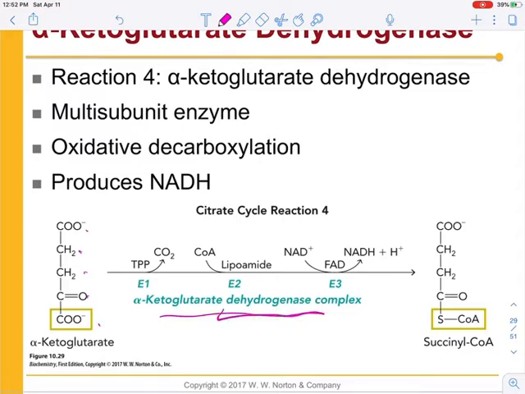Again, this complex looks like the pyruvate oxidation: TPP, coenzyme A, lipoic acid, NAD, FAD. So very similar, except that the substrate here is alpha-ketoglutarate and not pyruvate, right? The end result is that you remove a carbon dioxide and you form a 4-carbon structure, 1, 2, 3, 4, attached to a coenzyme A.